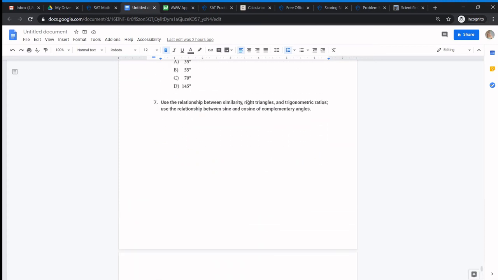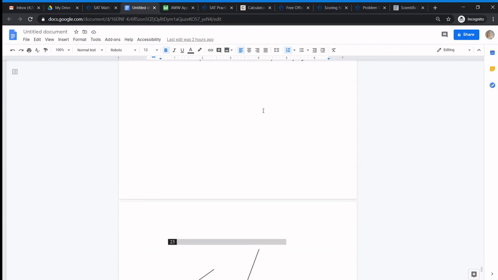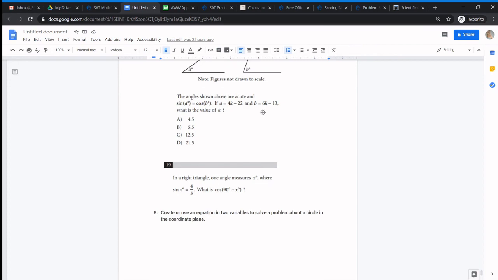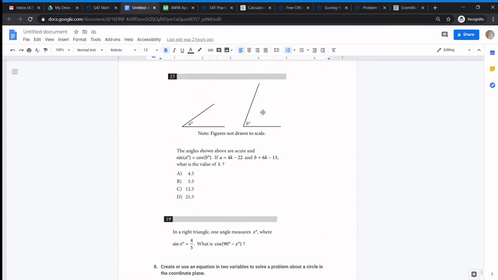Use a relationship between similarity, right triangles, and trigonometric ratios, and between sine and cosine of complementary angles. Alright.